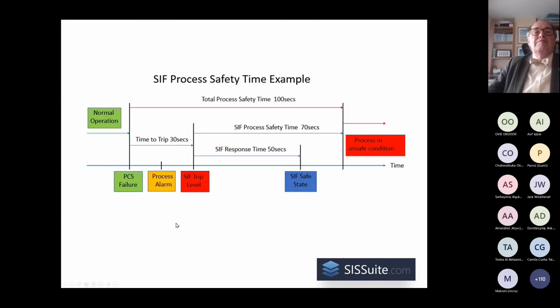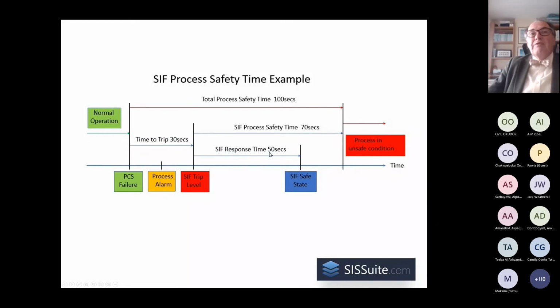And just to further illustrate that point, we show here normal operation and a failure occurring at this point, and we can see that it's over here that we actually breach the hazard point. So that's where we actually suffer the consequences. And with this particular example, we've got 100 seconds. But after that failure has occurred, it may be 30 seconds as shown here before we actually reach the trip point. So the available time for the SIF itself is only 70 seconds.